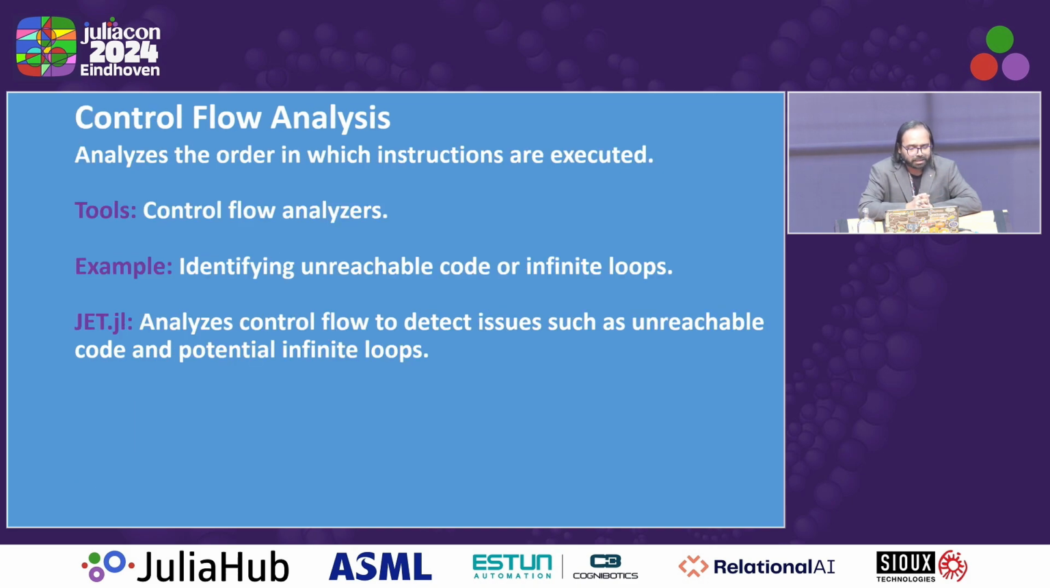The next one is control flow analysis. Here you analyze the order in which the instructions are executed. You need control flow analyzers here. The example can be identifying unreachable code or infinite loops. The package which we can use is JET.jl, which analyzes the control flow to detect issues such as unreachable code and potential infinite loops.